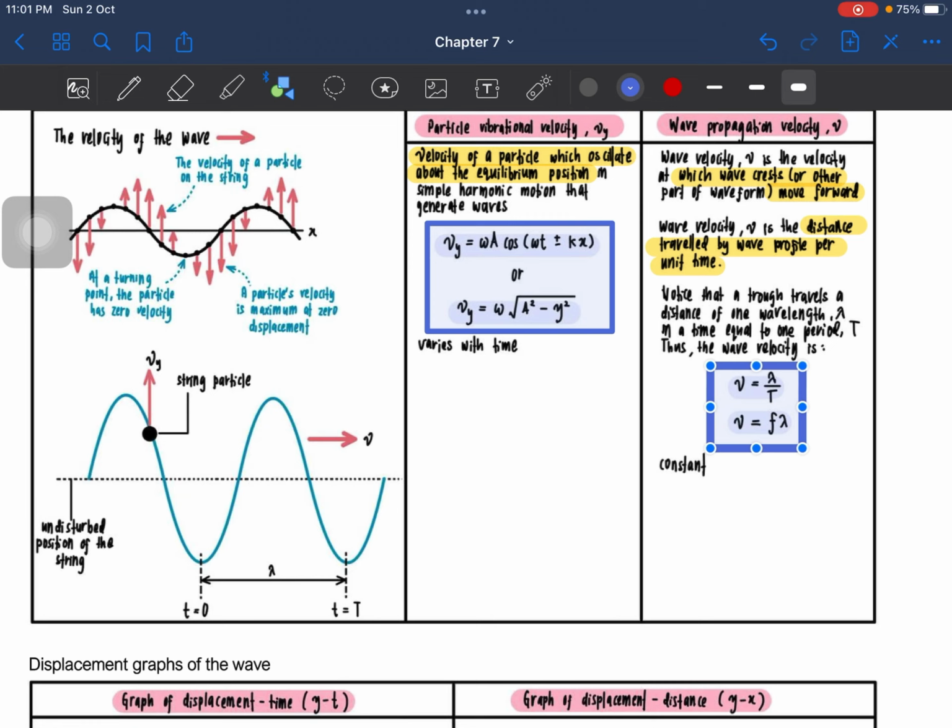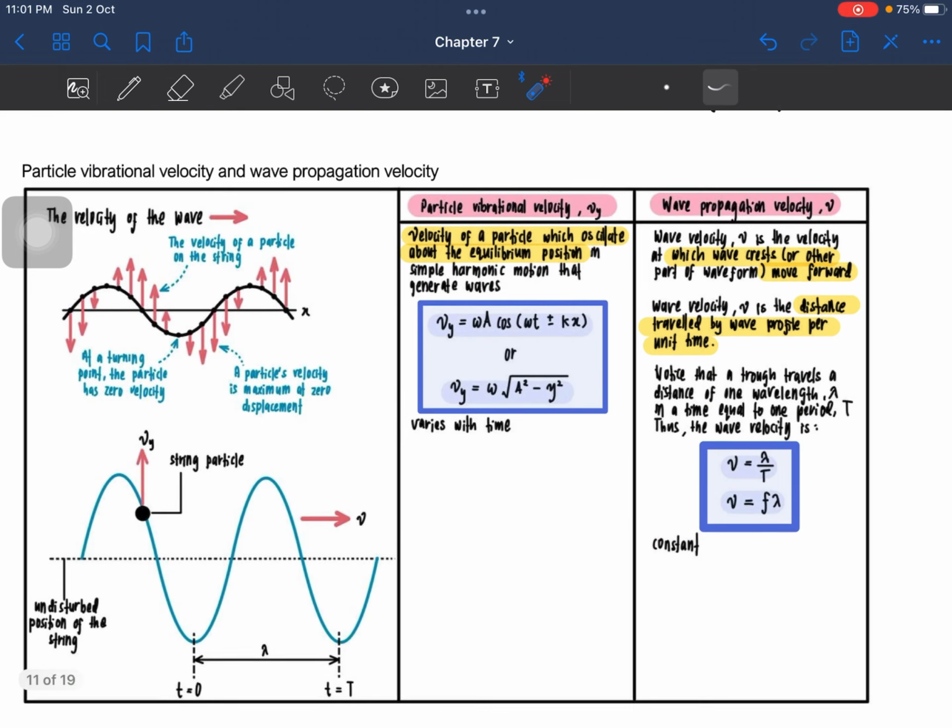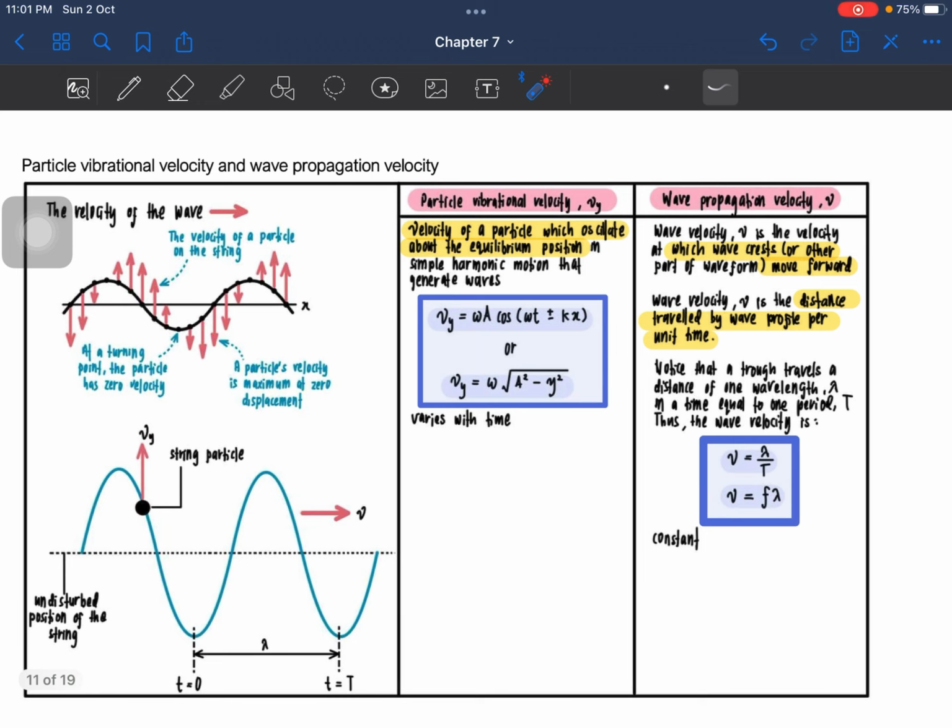So, the wave velocity ni kamu perlu tahu dia adalah constant lah. So, wave velocity is constant across the wave motion. Okay, itu saja untuk particle vibrational velocity and wave propagation velocity.